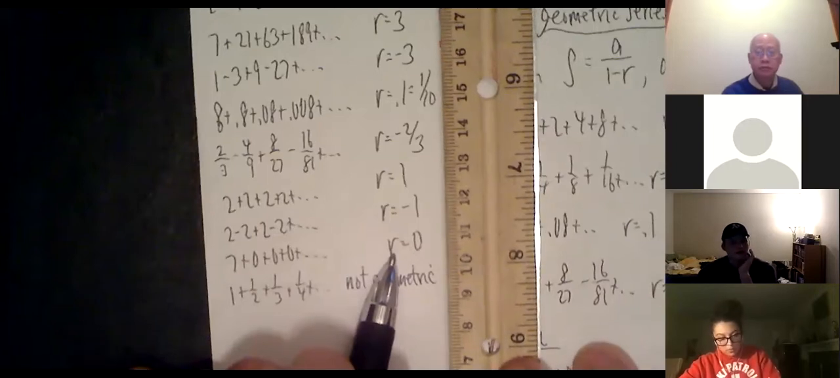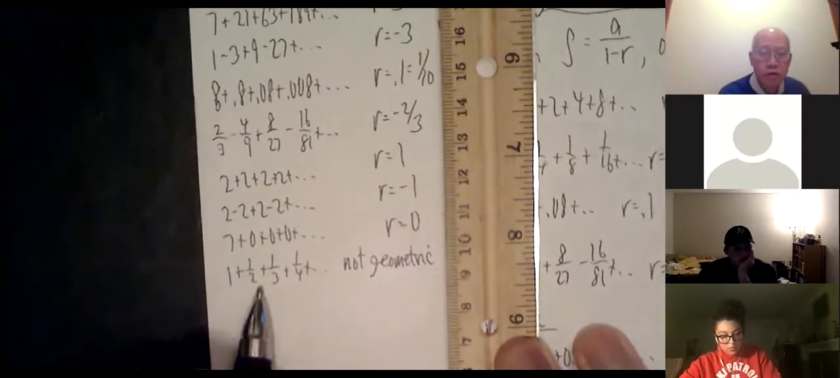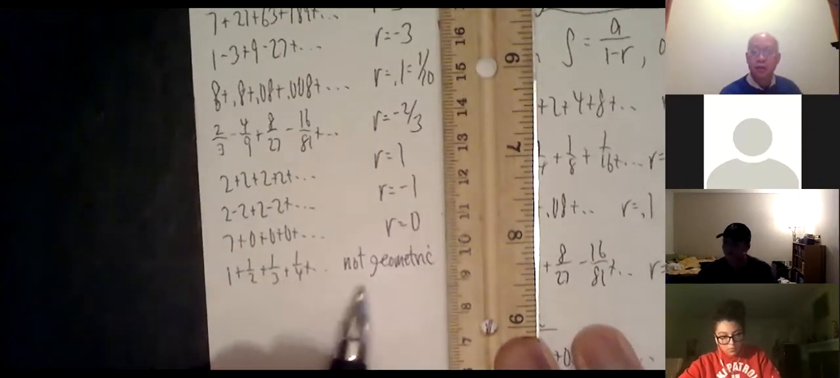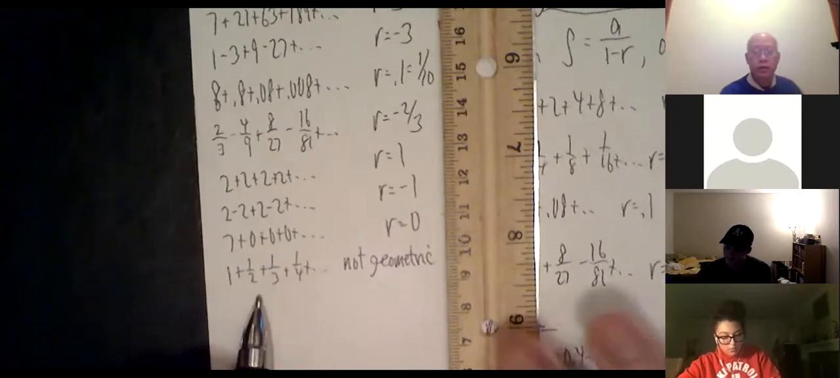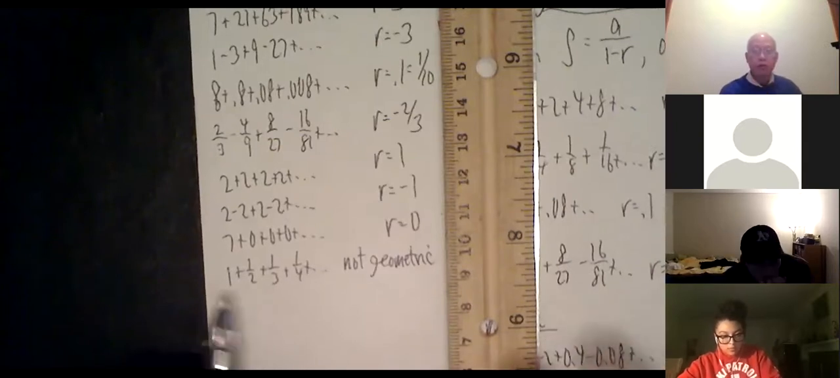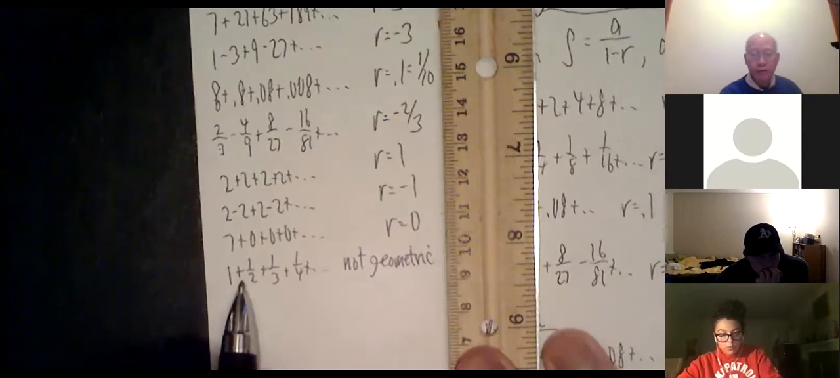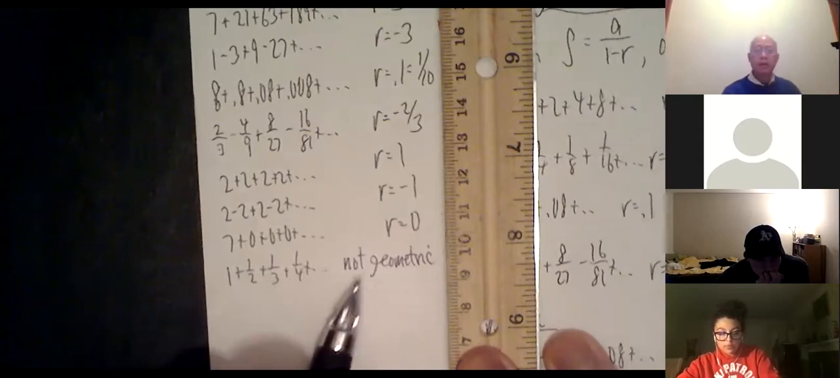So that's okay. Then 1 plus 1/2 plus 1/3 plus 1/4, that is not geometric. Okay, there's an obvious pattern to it. In fact, we're going to study this shortly, maybe even today, but this is not geometric. Right? You don't keep multiplying by the same thing. If you go from 1 to 1/2, you multiply by half, right? But to go from 1/2 to 1/3, that's not a half, right? Half times a half is 1/4. So this automatically tells me it's not geometric.